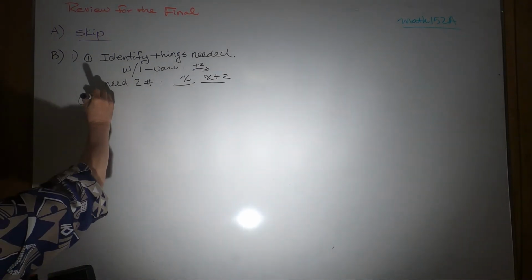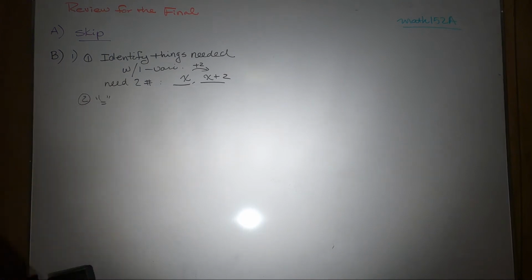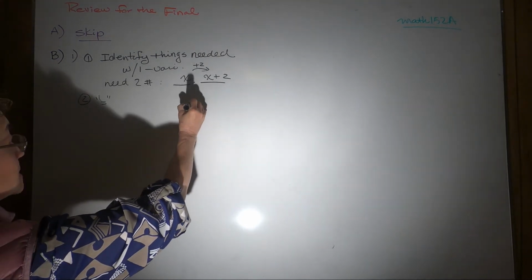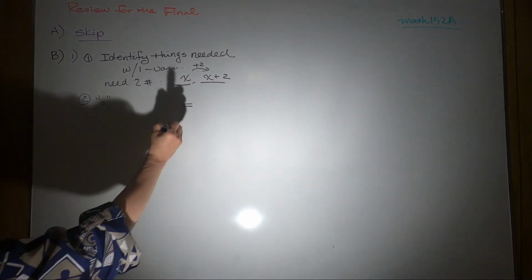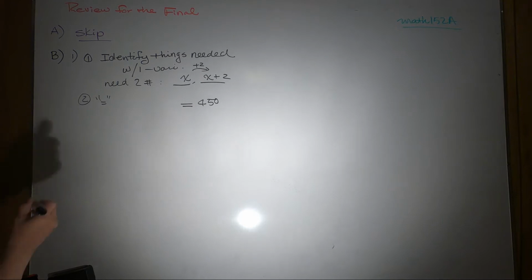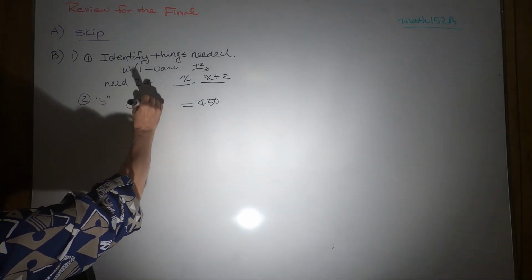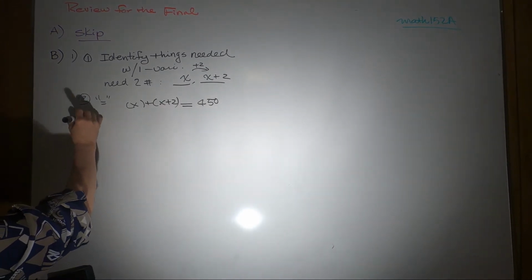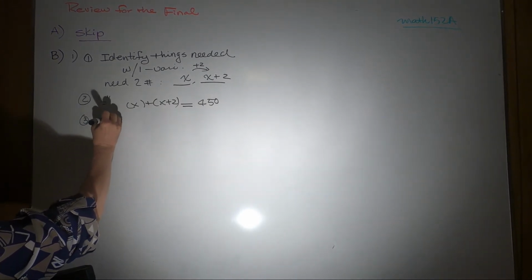Then what's the second step? Write your equation. So it says have a sum of 450. So sum means what? Total. Total would be 450 for these two numbers. Then sum means what? You add them up, right? Then what's the next step?